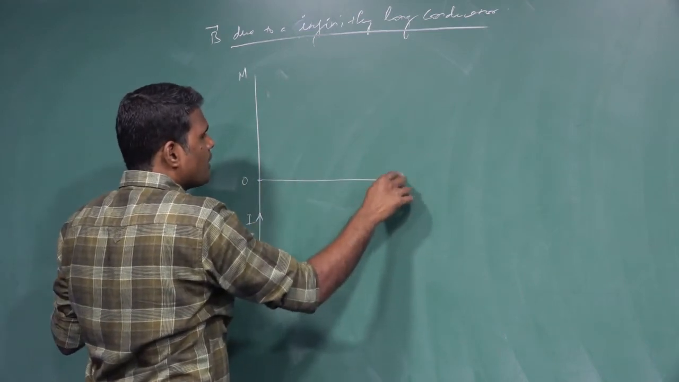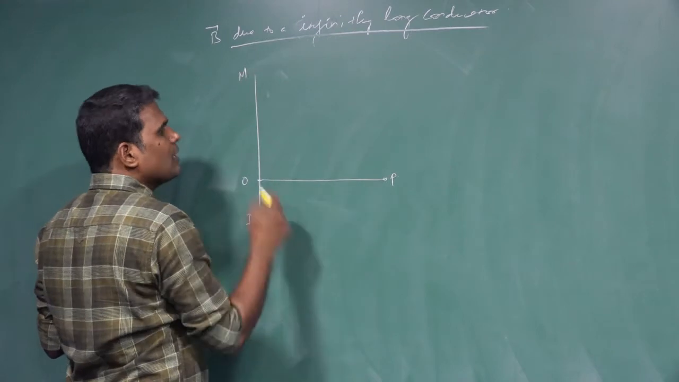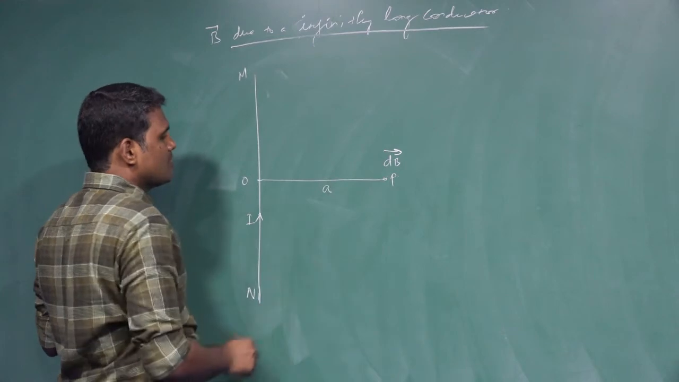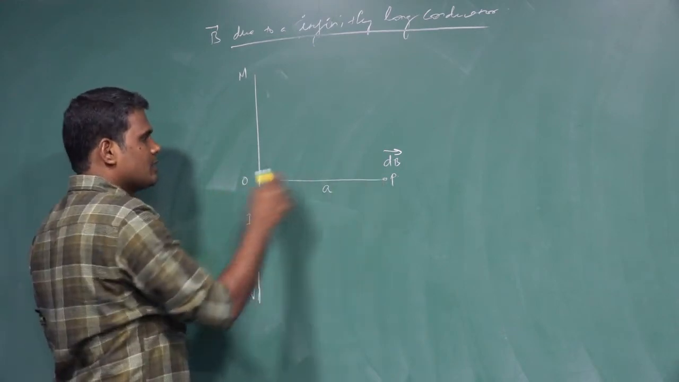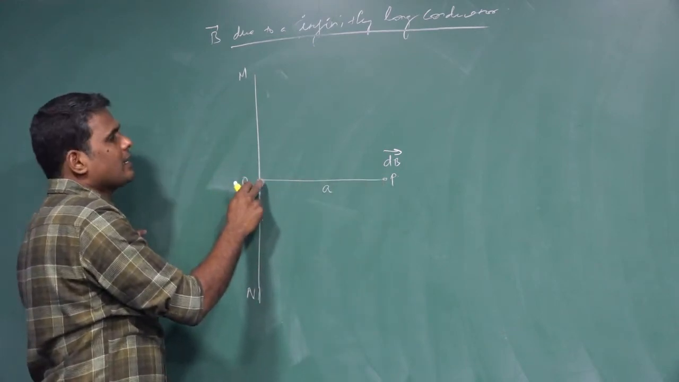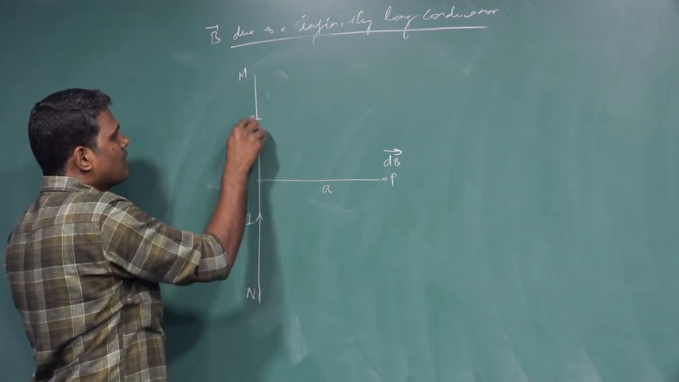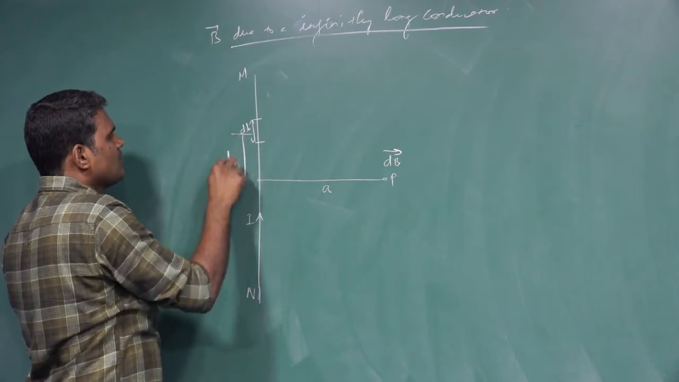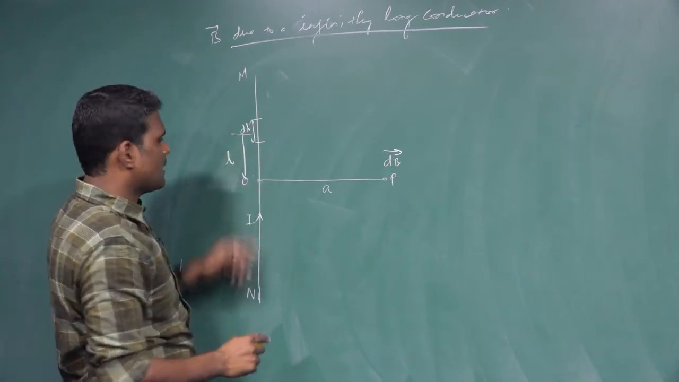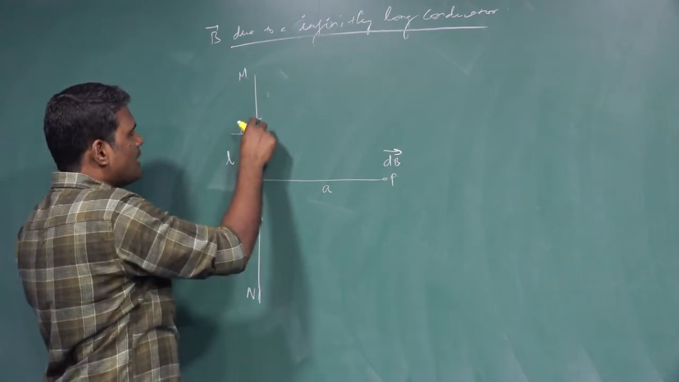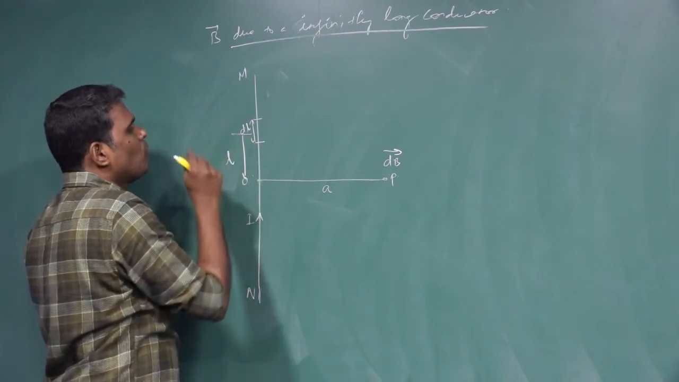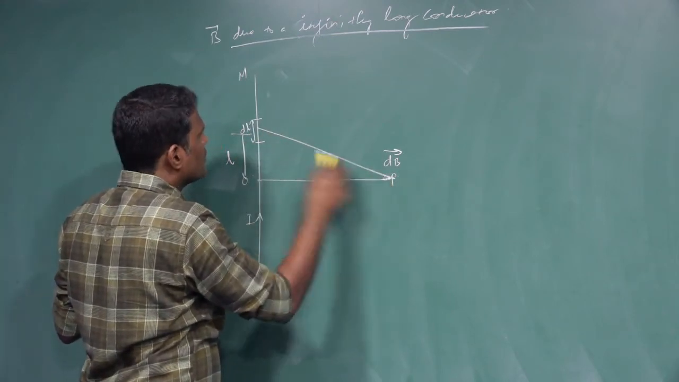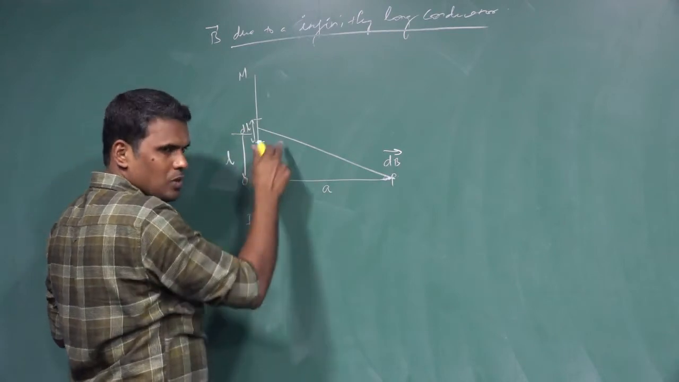I am considering a point P where the magnetic field has to be determined. I have to determine the value of magnetic field. This is at a distance a from O. The point P is at a distance a from O of the current carrying conductor. I am assuming a small element, let us say dl. This is at a distance l from the point O of the conductor carrying current. So the current element dl is at a distance l from O. We have to calculate the magnetic induction at the point P due to the small element dl.